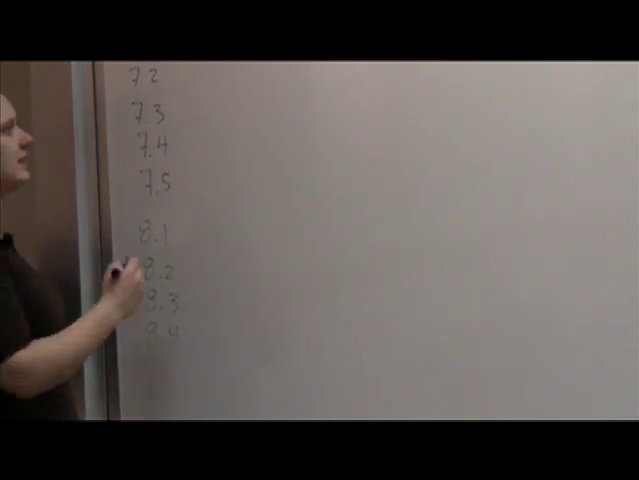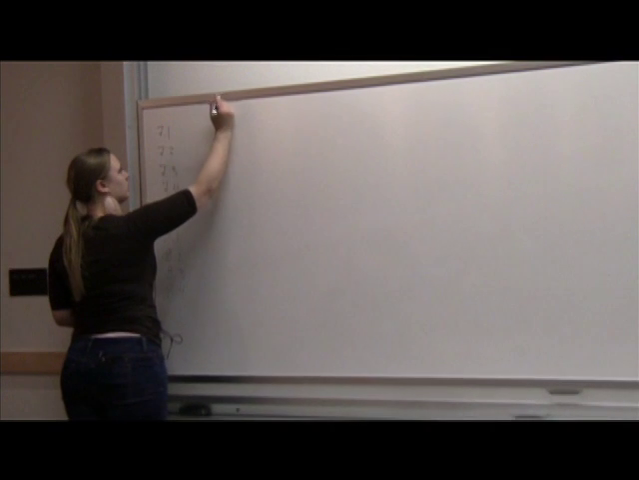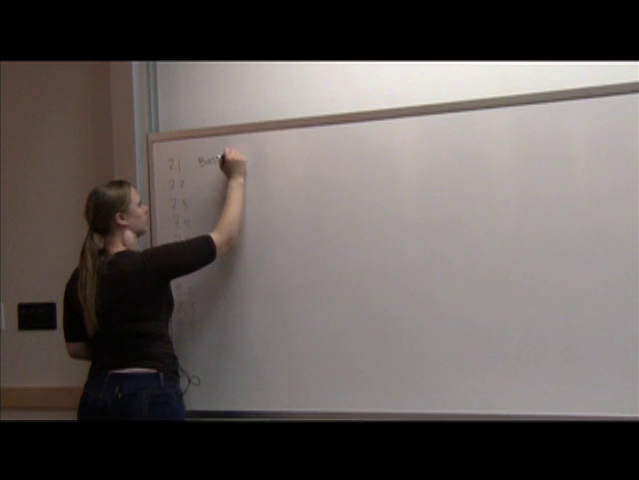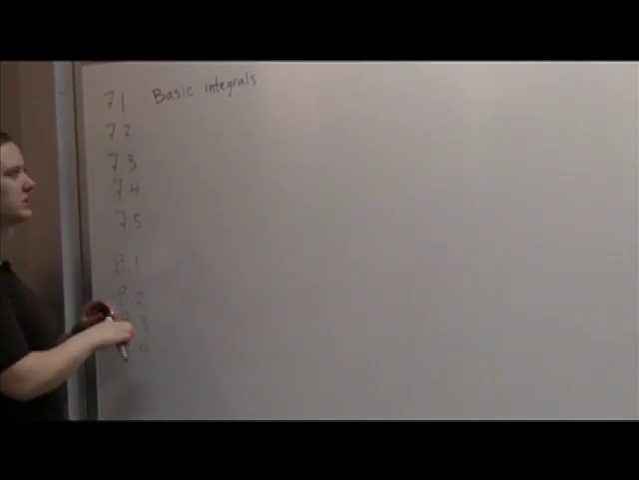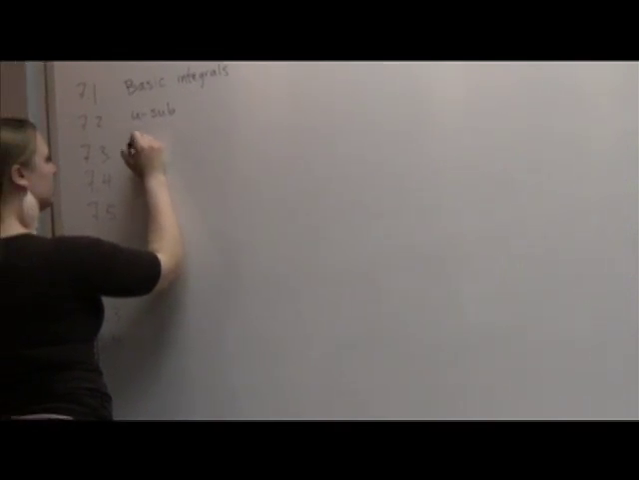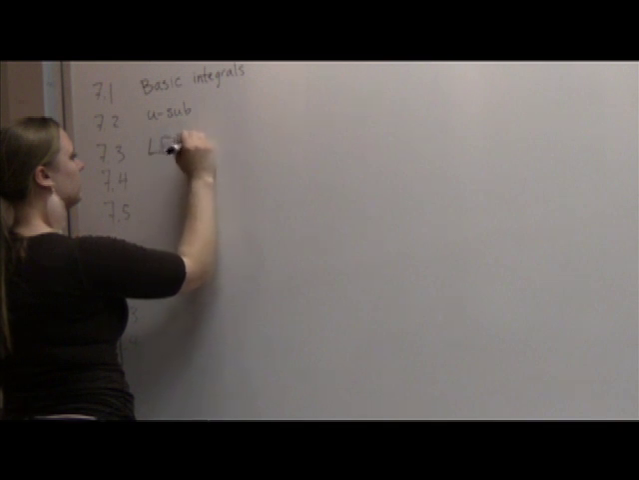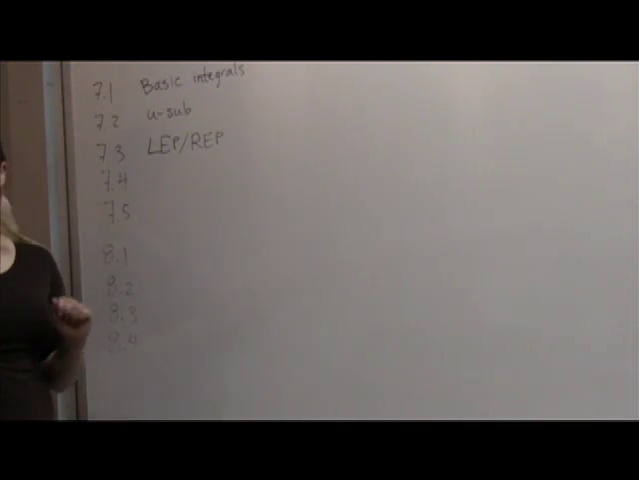Okay, 7.1 is just basic integrals. Basic integral 7.2, is that U sub? Yeah. What's 7.3? Estimating the area, so left endpoints, right endpoints? Okay, this is definite. Left endpoints, it's got delta x in it, right endpoints. Is it definite integrals as well? Yeah. What's 7.4?